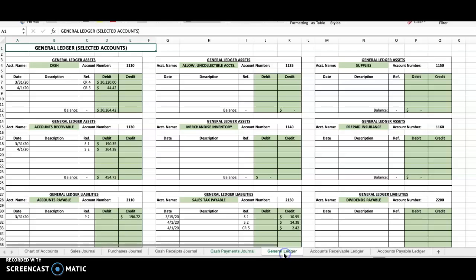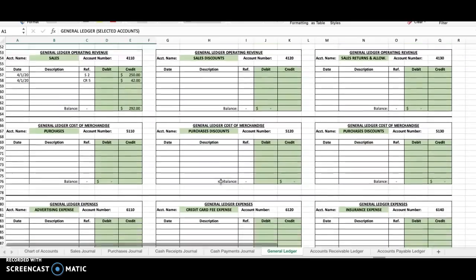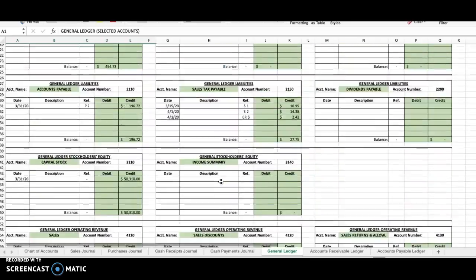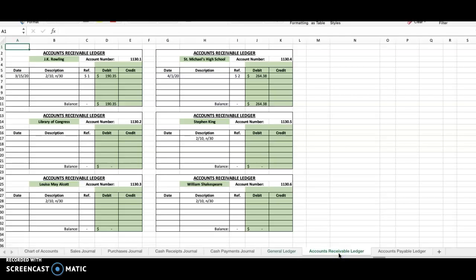And then this will show general ledger accounts. There are quite a few of them here as we scroll through. We're not going to use all of these accounts right now in this example, but we'll use a couple of them, as we'll see. Accounts receivable, this lists the customers, and by looking at it, you can tell that only 2 of them, J.K. Rowling, owes us $190.35, and here's the $264.38 posted to St. Michael's High School account. They owe us that much money.